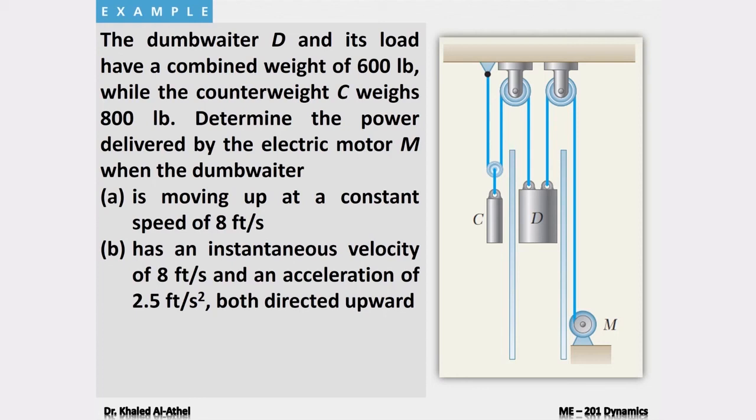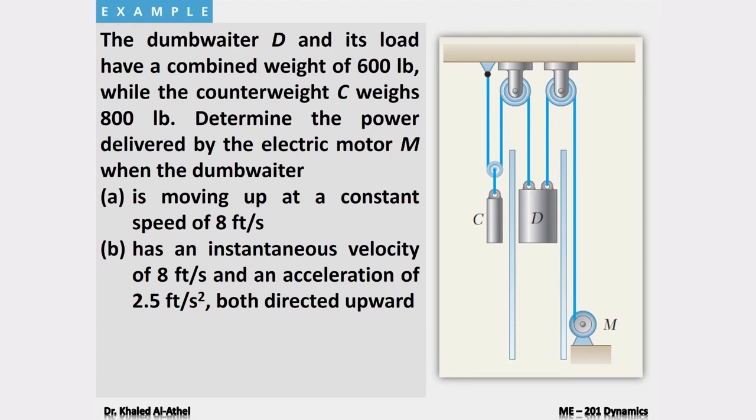The dumbwaiter D and its load have a combined weight of 600 pounds, while the counterweight C weighs 800 pounds. Determine the power delivered by the electric motor M in two cases. Part A: when the dumbwaiter D is moving up at a constant speed of 8 feet per second, constant meaning there is no acceleration, and part B: when it has an instantaneous velocity of 8 feet per second but an acceleration of 2.5 feet per second squared directed upward. So we'll solve part A first.